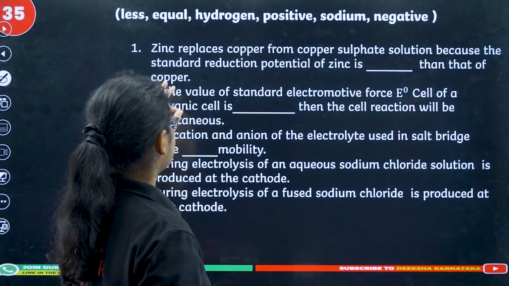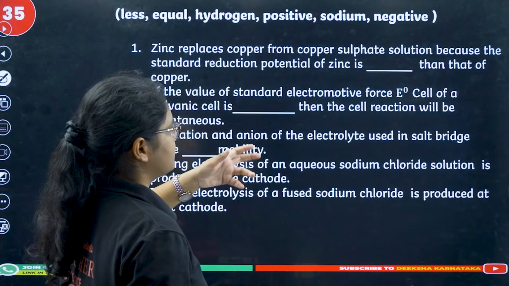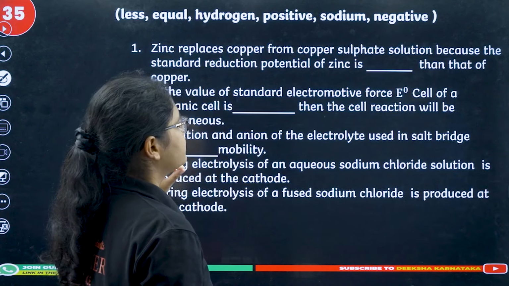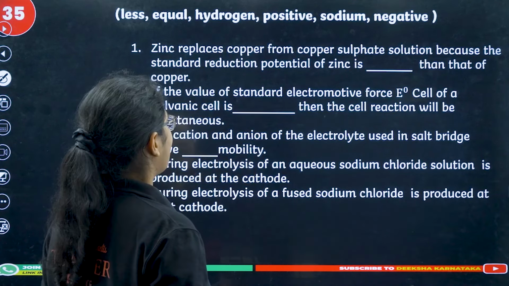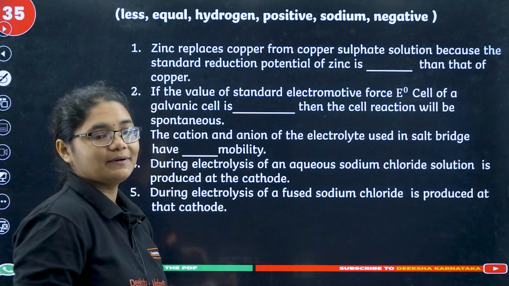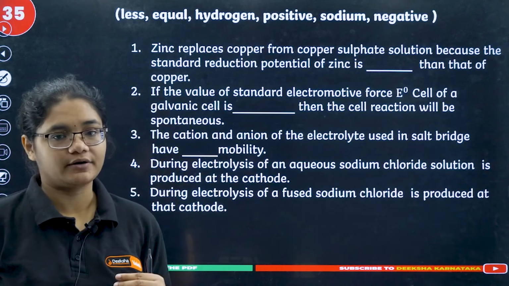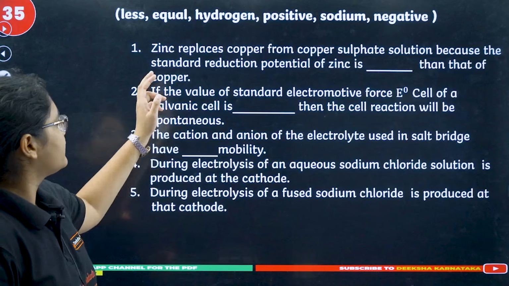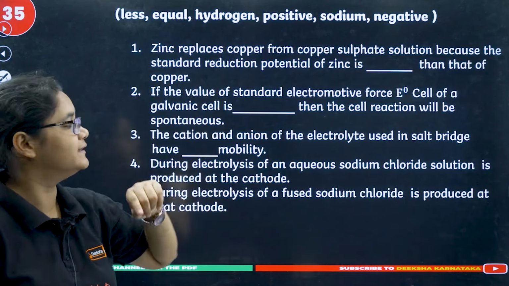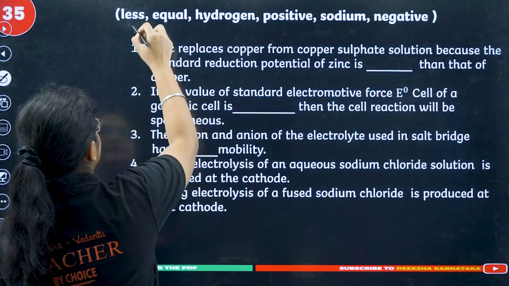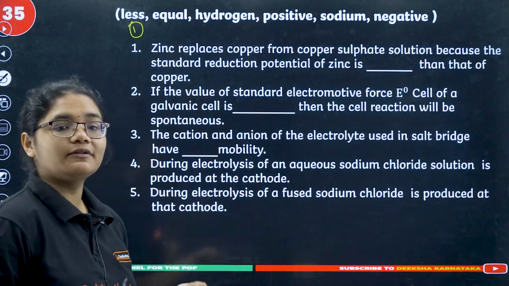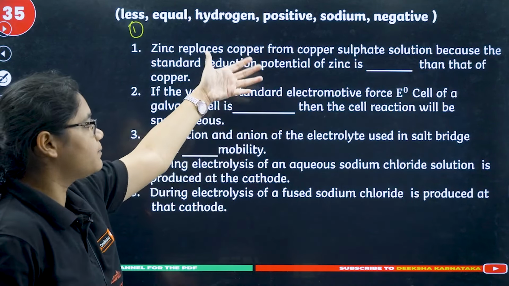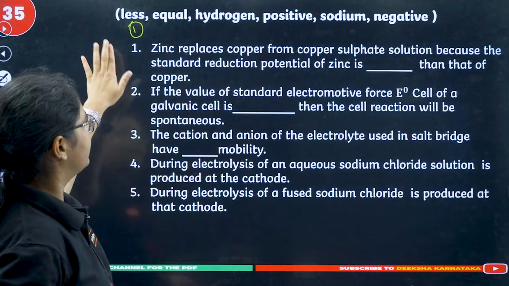Next, we have zinc replaces copper from copper sulfate solution because the standard reduction potential of zinc is dash than that of copper. So it replaces copper, means copper is undergoing reduction, zinc is undergoing oxidation. So if you see, the reduction potential of zinc is less than that of copper. Why it will be less? Because zinc is undergoing, sorry, copper is undergoing reduction, so that will be less.